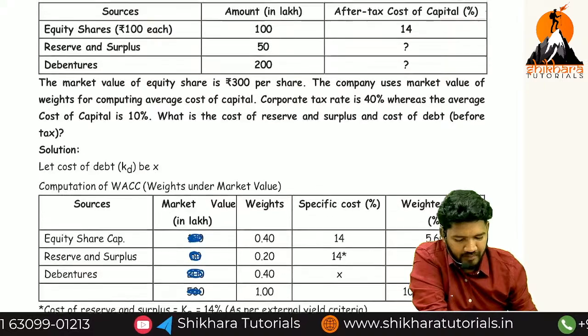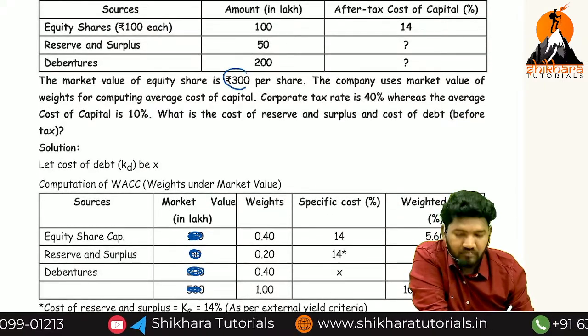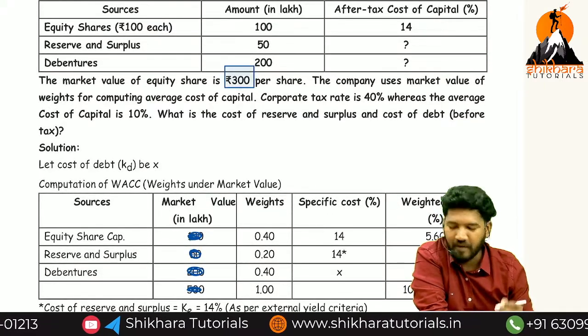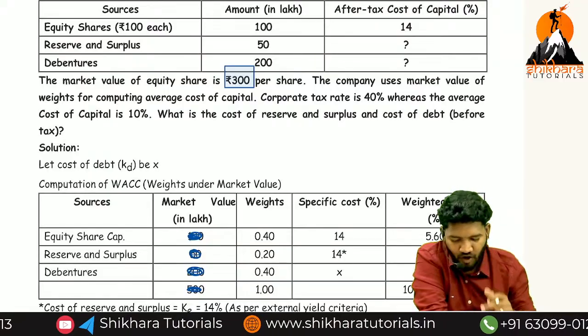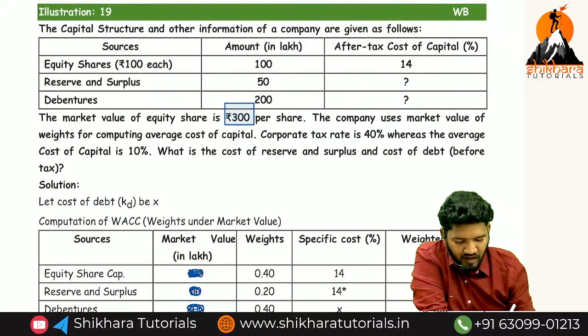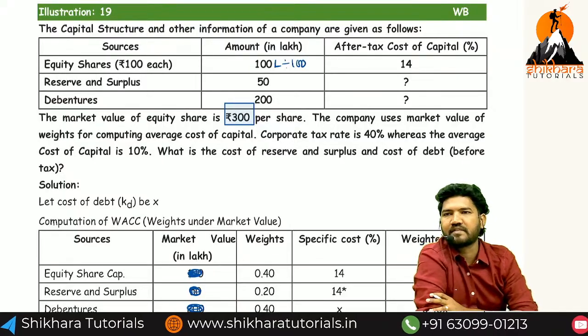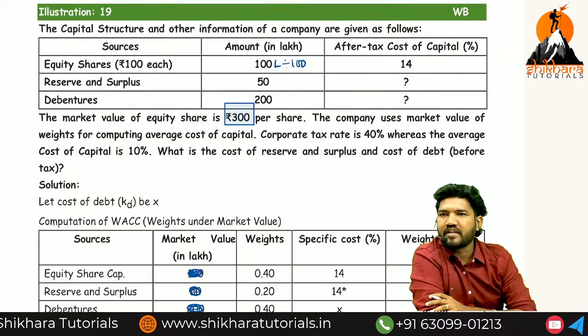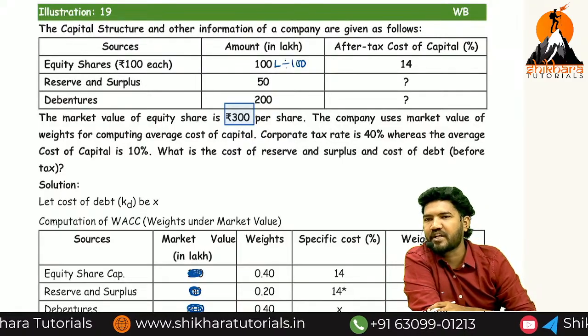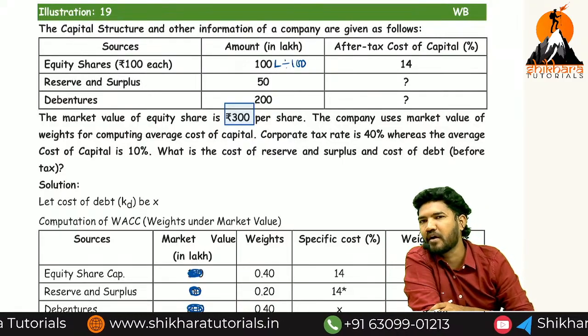Why? Because the market price is given, na? What about the equity market price? 300 per share. How many shares? 100 lakhs divided by 100 rupees each. You will get the number of shares. That is the only logic, na? Amount of capital divided by one share value. What is the answer? Number of shares.